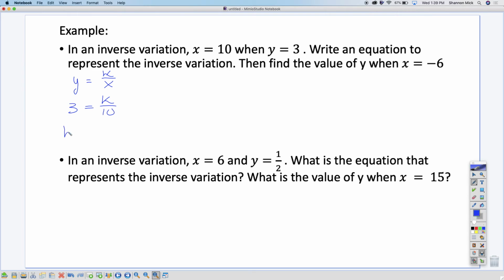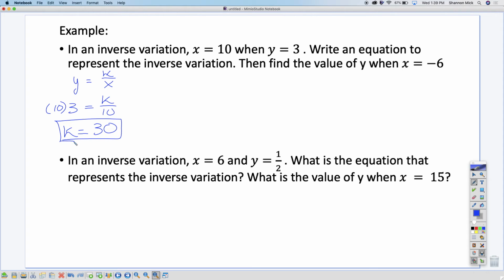And then to solve for K, I'd multiply by 10, right? So K equals 30. What is that called again? Constant of variation. Constant of variation is 30. So how do I write an equation?